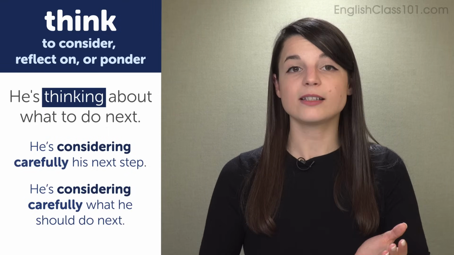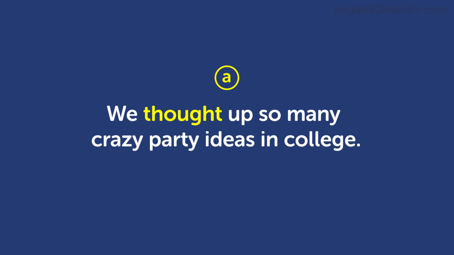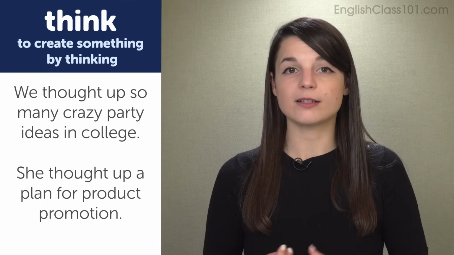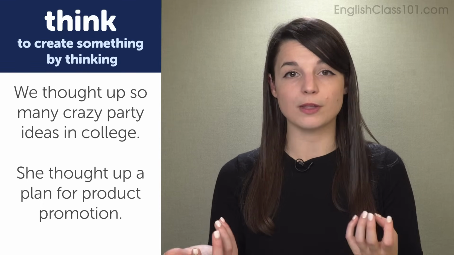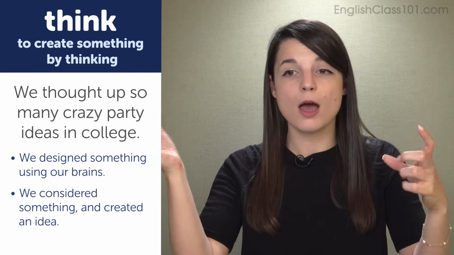Okay. Next is to create something by thinking, or to create something by considering. We usually use this with the word up after the verb think. We thought up so many crazy party ideas in college. She thought up a plan for product promotion. So both of these example sentences mean to create something by considering it in your mind. So in the first example sentence, we thought up crazy ideas for parties in college, means we designed something using our brains. We considered something and created an idea. We created something by thinking.